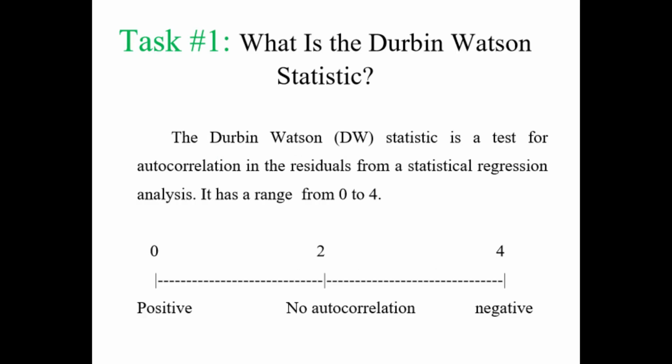Task number 1, what is the Durbin-Watson test? The Durbin-Watson test is for autocorrelation, and it has a range from 0 to 4. If 0, we have positive autocorrelation. 2, no correlation. 4, we have negative autocorrelation.